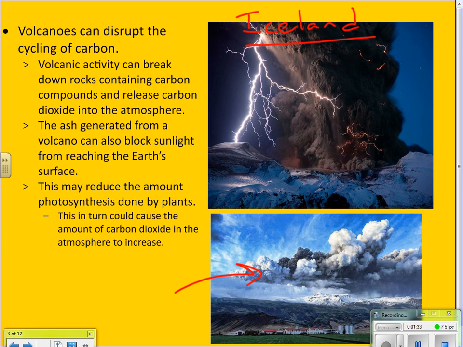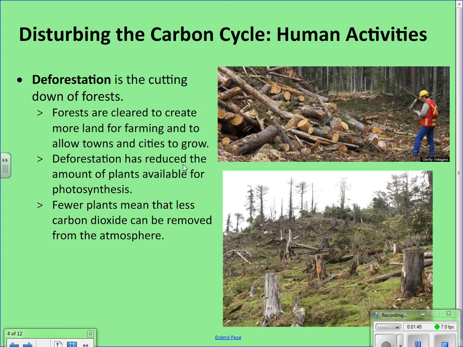It can increase the amount of carbon dioxide, obviously, that's in the atmosphere. It could also reduce photosynthesis by blocking out sunlight. So volcanoes are another natural event. Now we'll look at some human activities, a big one being deforestation.